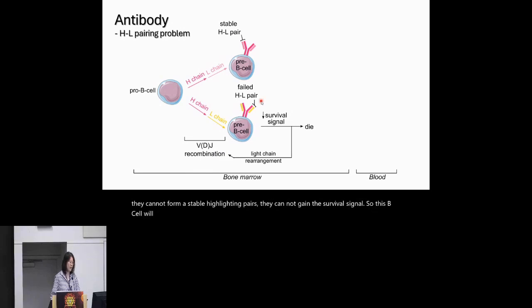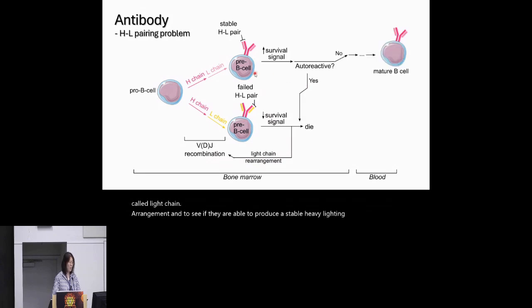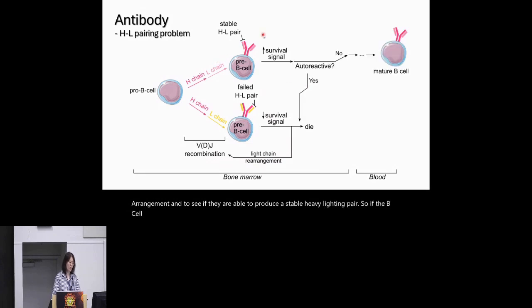Although you can also have a second chance, they will go through this process called light chain rearrangement to see if they are able to produce a stable heavy and light chain pair. If the B cell is able to produce a stable pair, it will go through another check to see if it reacts against your self-antigen. And if not, it will continue its development to become a mature B cell, which produces the antibody.